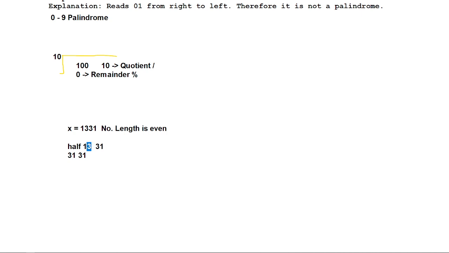And again, this reversed half, I'll reverse it again. So I am dividing this number so that the half I'm getting is nothing but the reversed half, so it is 3 1. And if I compare these two parts, whether they are equal or not, if they are equal, then we can say yeah, it is a palindrome number.